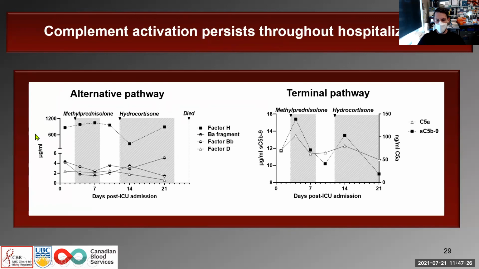Next, we examined complement activation longitudinally in a subset of patients that had multiple blood samples available. We found that both the alternative pathway and terminal pathway markers remained elevated over the entire 21-day study period. These values were well above the upper limit of the 95% confidence interval of the control cohort. And interestingly, complement appeared to fluctuate in response to corticosteroid treatment.